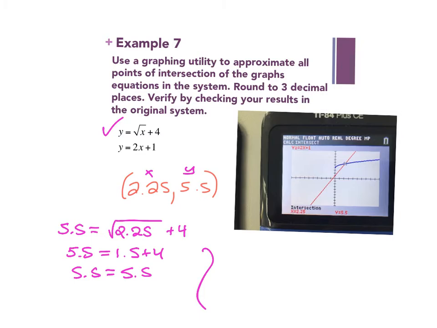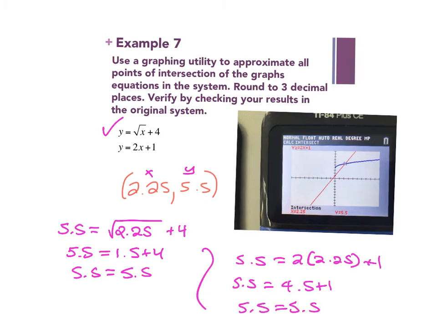And then the second one, y is 5.5. 2 times 2.25 plus 1. 2 times 2.25 would be 4.5. And 4.5 plus 1 is 5.5. So it works. Because we didn't have to round, these should be exact. If we rounded, obviously, it might be a little bit off. It doesn't make it wrong. It's just because you rounded.